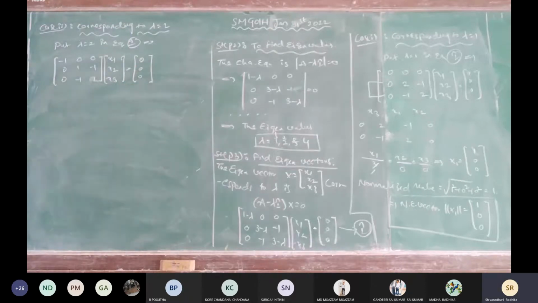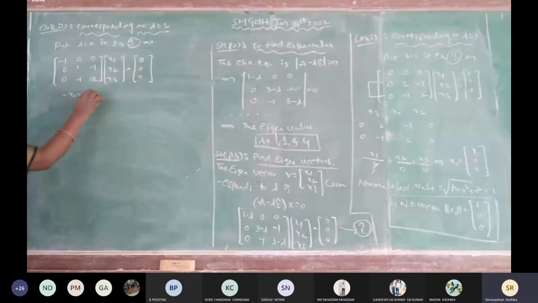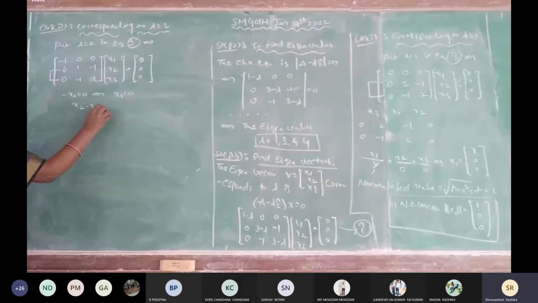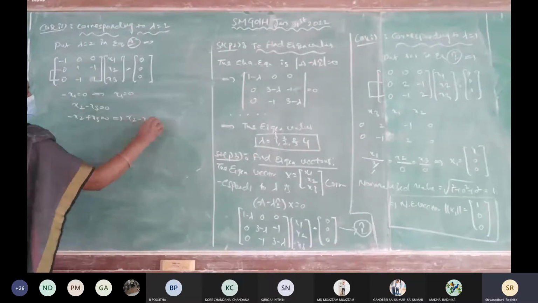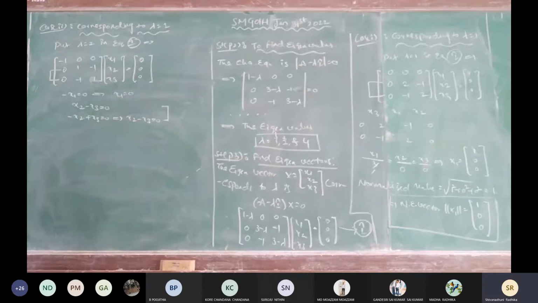Now in this case, we go for the substitution method. First of all, we have minus x1 equals 0. That is x1 equals 0. And these two are identical. See how I am getting here x2 minus x3 equals 0, and this is minus x2 plus x3 equals 0, which can be written as x2 minus x3 equals 0. Is it clear? These two are the same.